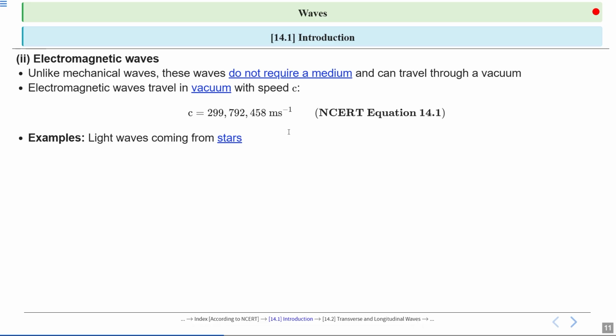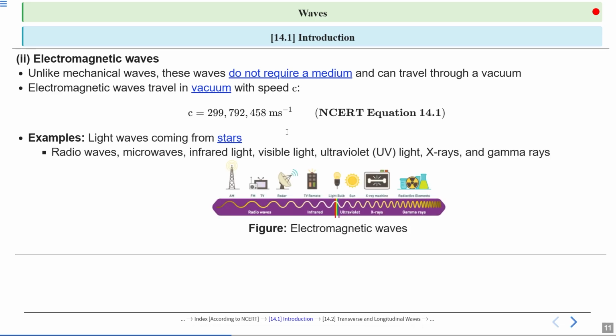Other types of electromagnetic waves include radio waves, microwaves, infrared, visible light, ultraviolet, X-rays, and gamma rays. All of these are part of the electromagnetic spectrum. So, the spectrum is this one. Electromagnetic waves are unique because they don't need a medium and always travel at the speed of light in a vacuum.